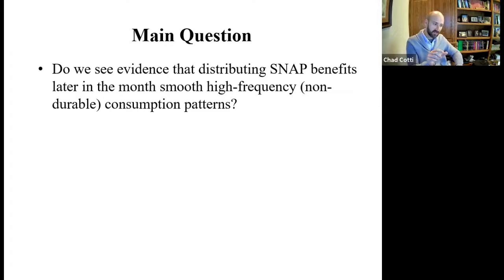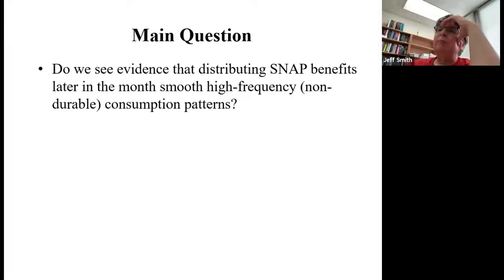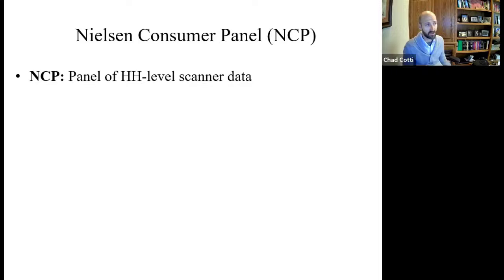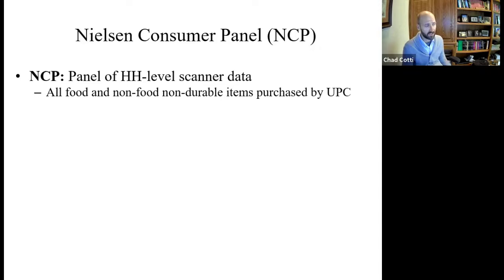when we look at, well, I'll get to it in a second. I'll get to the model, the empirical thing. So the data set that we turn to, to try to see if we can get some evidence out of this, is the Nielsen Consumer Panel. If you're not familiar with it, it's a great data set. It's a panel of household level scanner data that the Nielsen Corporation put together. It's all food and non-food, non-durable items purchased. It's at the UPC level.